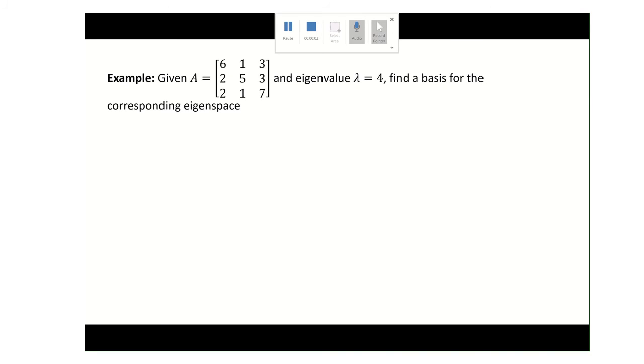So now let's look at another example. If we're given this matrix A, and I'm giving you the eigenvalue, we're going to find a basis for the corresponding eigenspace. I'm again giving you an eigenvalue to make this a little bit simpler, but it's a good exercise to go through with this matrix and figure out what the eigenvalues are. So that's an exercise on your own. Okay, but I'm telling you, one of the eigenvalues is lambda equals 4. So we're going to find the basis for the corresponding eigenspace.